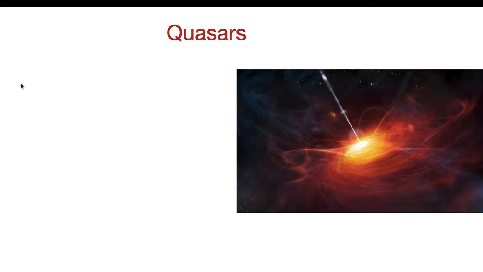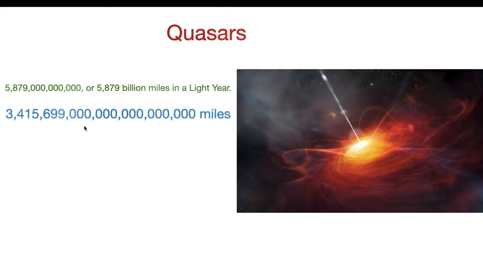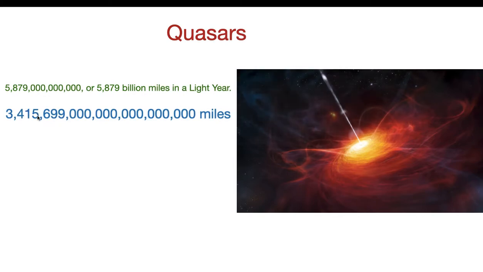The closest quasar is 581 million light years away, and just to give you perspective, there are 5,879 billion miles in a light year. So that's basically 581 million times 5,879 billion, which is 3,415,699 with 15 zeros. A lot of miles. So that's the closest quasar, and quasars are very far away.